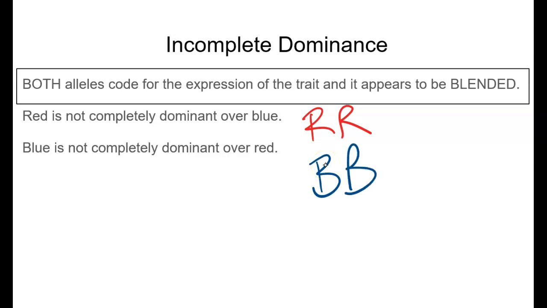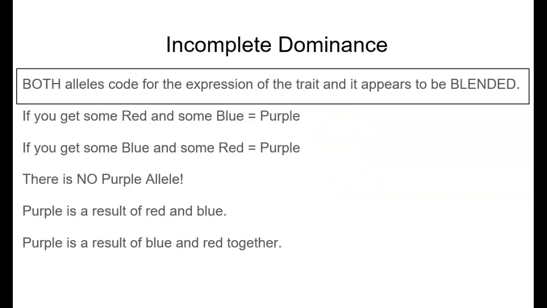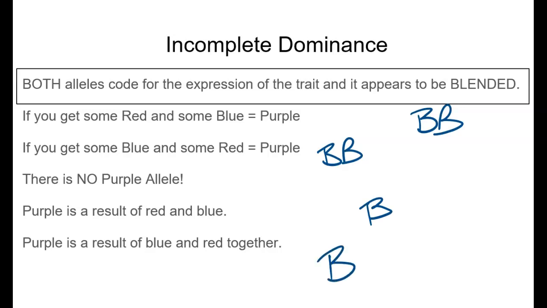Big B makes you homozygous blue. Remember that if you get some blue passed down and some red, you're going to be purple. There is no purple allele, however. Purple is a result of both blue and red. So I'm going to try to draw these in.